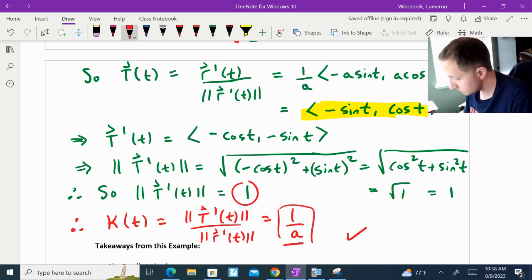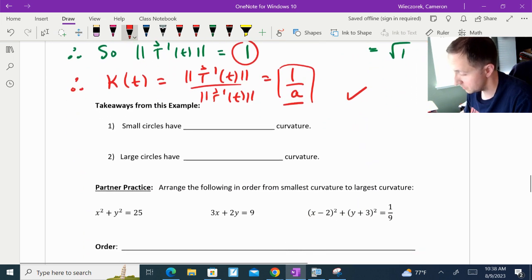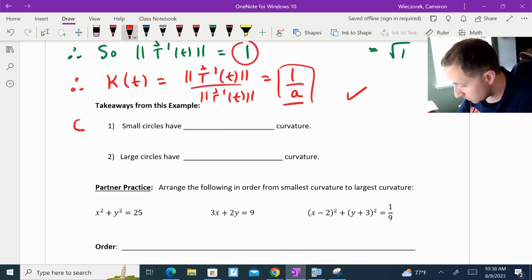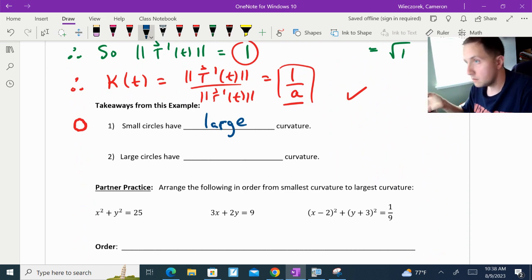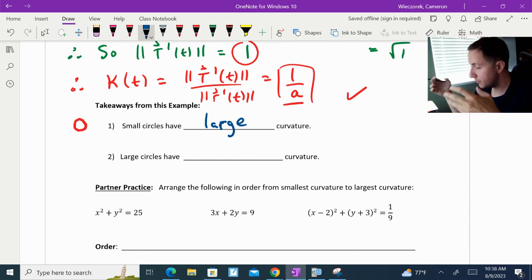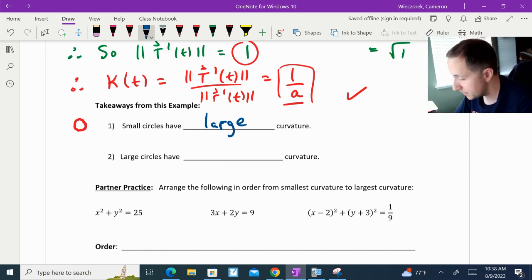Okay, so takeaways. Let's think about this. If I have a small circle, with a small radius, that means it's going to have a large curvature. There's this reciprocal relationship between the radius of the circle and the curvature. That would make sense if we think about the rate of change of the unit tangent vector. It's definitely going to be changing direction more quickly because the circle has a smaller circumference. So those arrows are going to be changing more rapidly.